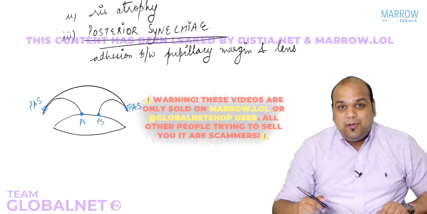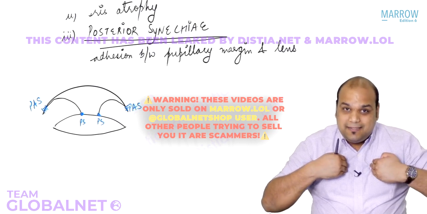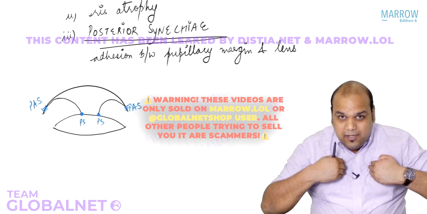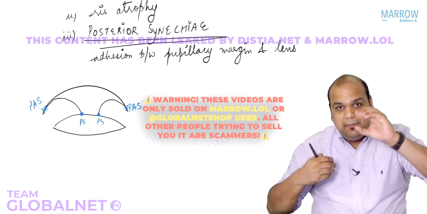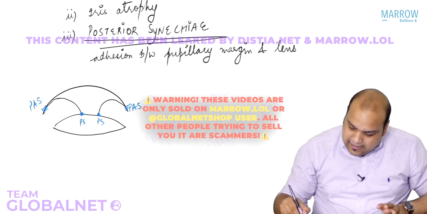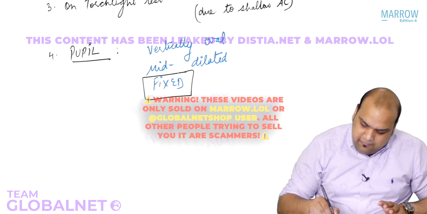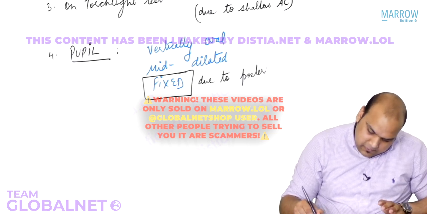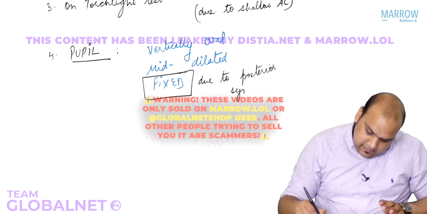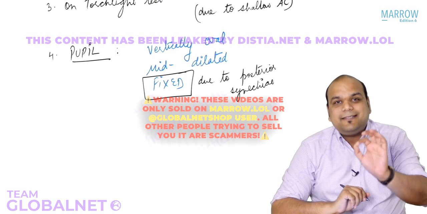Now if you understand, because posterior synechia are formed, because the pupillary margin is in adhesion with the lens, the pupil is stuck. If the pupil is in adhesion, everybody, will it be able to dilate? Will it be able to constrict? No. That is why we said that the pupil will be what, everybody? Fixed due to posterior synechia. I hope you understand this simple fact.